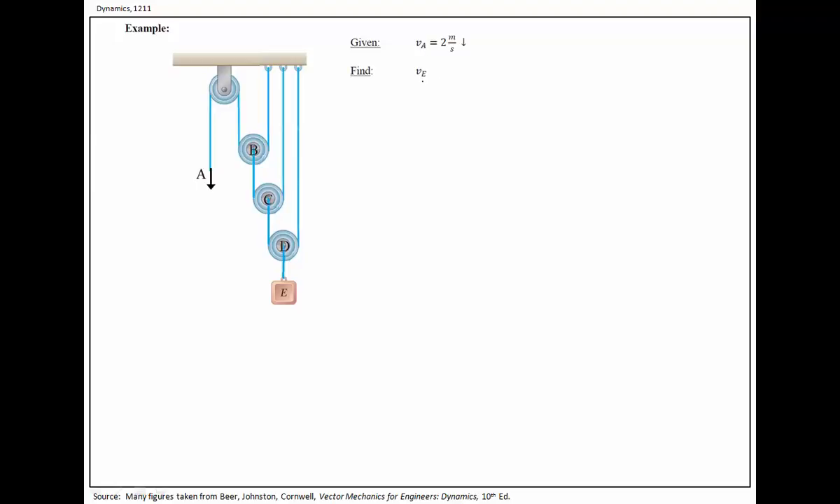Now here's an example with numbers, okay? Or no, I guess, do we have numbers? Yes, we have numbers. So if we're given the velocity of A, this VA, is equal to 2 meters per second, and they're pointing it downwards, we want to find the velocity of E, right? And we don't know if it's up or down. So we have to be careful with our signs here.